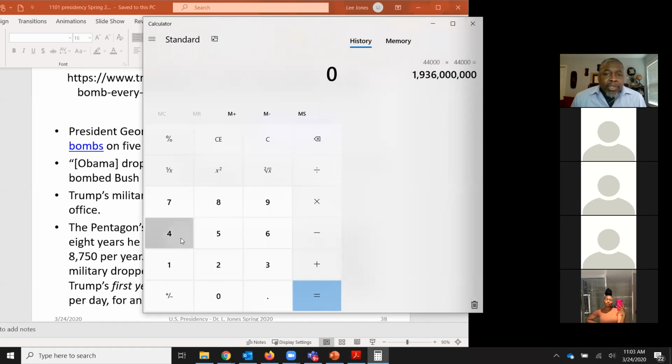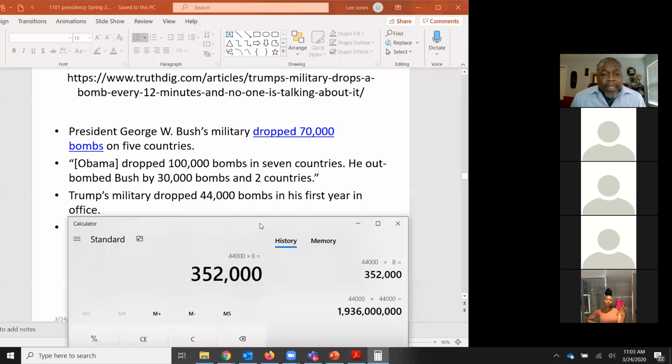I am trying to give you a big number, but not that big. 44,000 times 8 equals 352,000 bombs. So it is possible then if Trump stays in office for 8 years, that he'll drop 352,000 bombs.